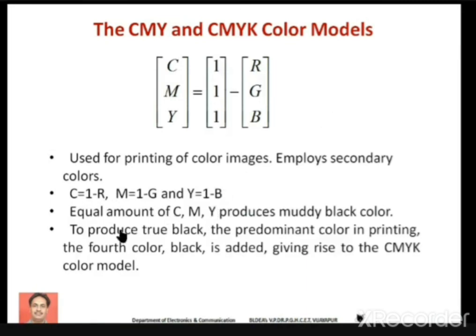But when we mix all these 3 colors in equal proportion, it will produce a black color, but it will be a muddy black, which will not be of good appearance. That's why, to produce a perfect black in predominant color printing, we add the black color separately to this color model. That results in CMYK. The letter K indicates black.